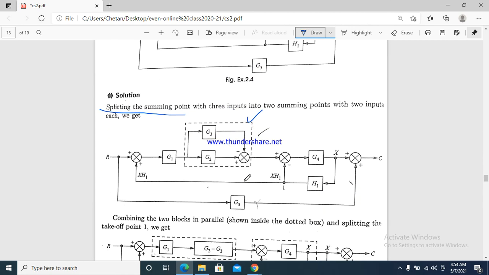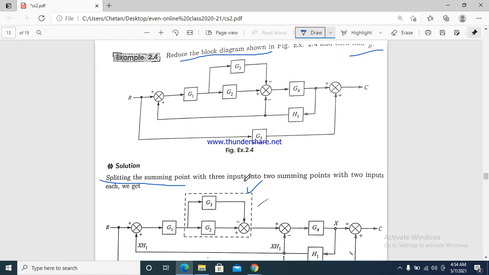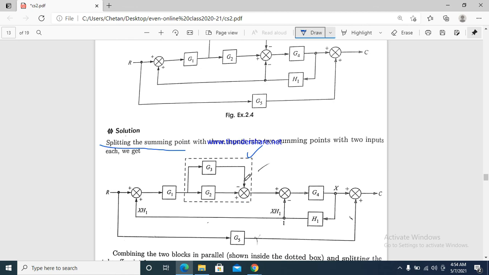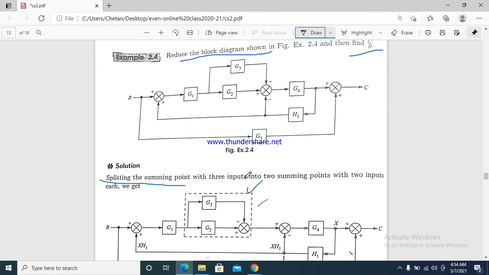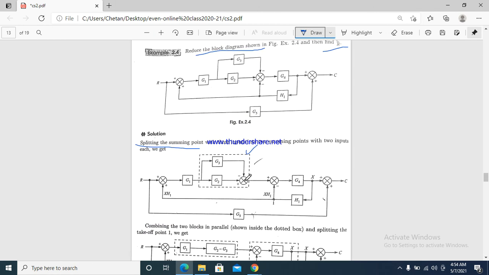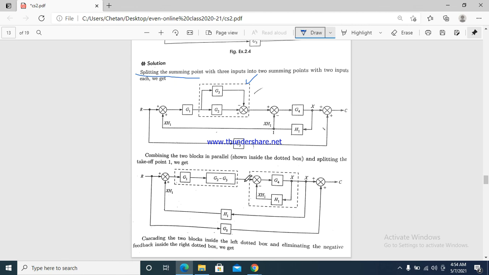And also here you can see, first they have simplified this one. It is G2 minus G3. Next, you can observe they have split. Actually this H1 is common for this summing point as well as this summing point, right? So what I do, I write H1 individually for this one as well as this one, and here also H1.